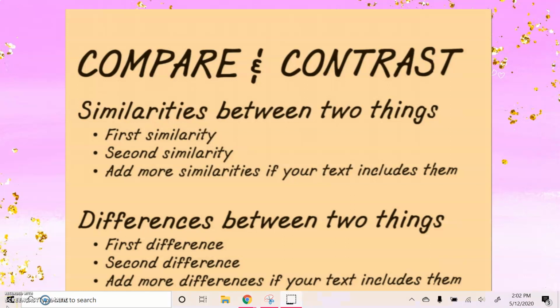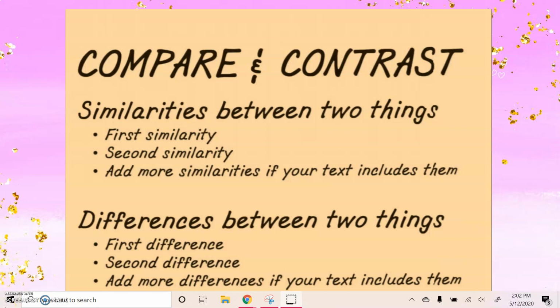When we compare and contrast, we are looking for two different things: the similarities between two things and the differences between two things. When we're looking for similarities, that is what is the same about two topics, and the differences are the differences between two topics.